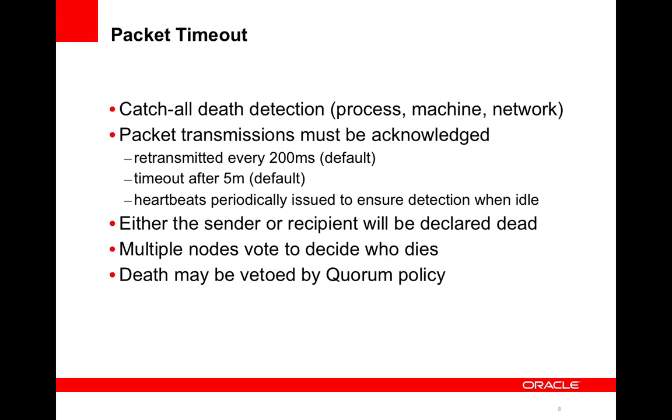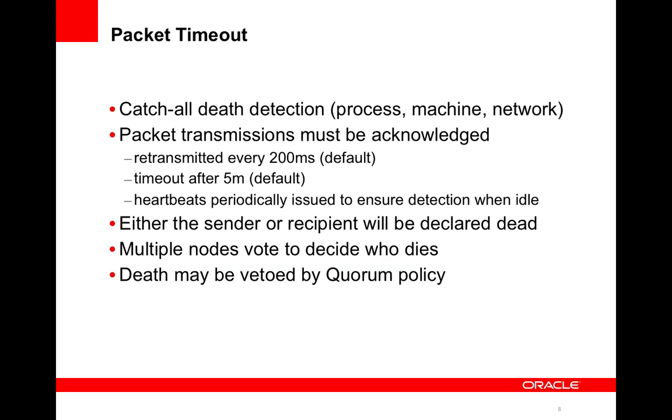We also ensure that we will identify nodes that are dead via UDP by periodically issuing heartbeats. So even if two nodes have no other reason to talk to each other, Coherence will inject just a small heartbeat packet within that 5-minute interval to ensure that we eventually would detect death.